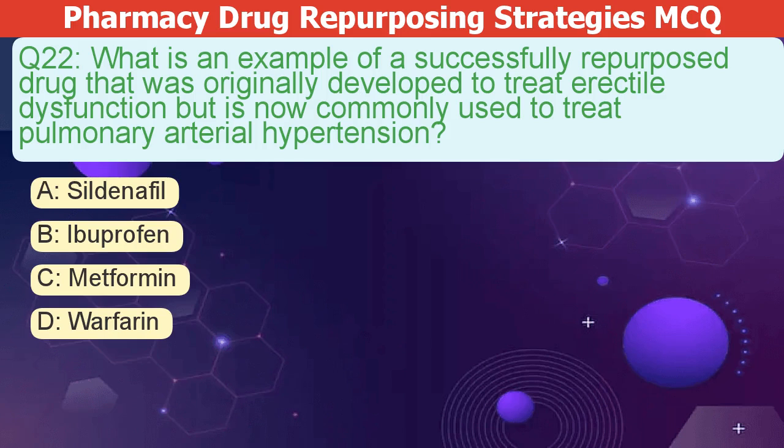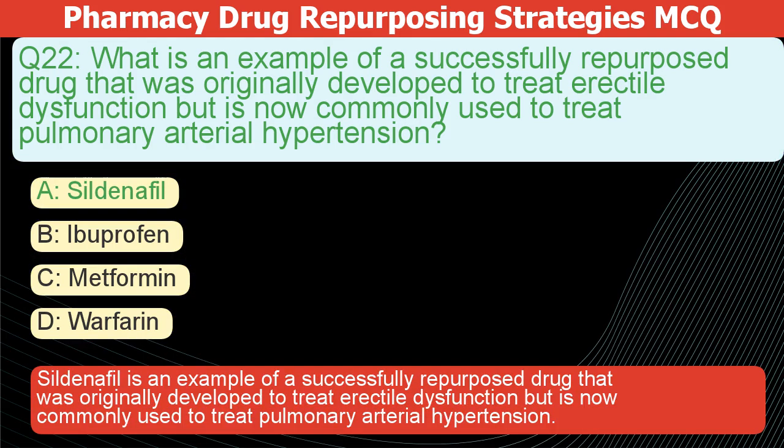What's an example of a drug successfully repurposed from treating erectile dysfunction to treating pulmonary arterial hypertension? A. Sildenafil. B. Ibuprofen. C. Metformin. D. Warfarin. The correct answer is A. Sildenafil is an example of a successfully repurposed drug. It was originally developed to treat erectile dysfunction, but is now commonly used to treat pulmonary arterial hypertension.